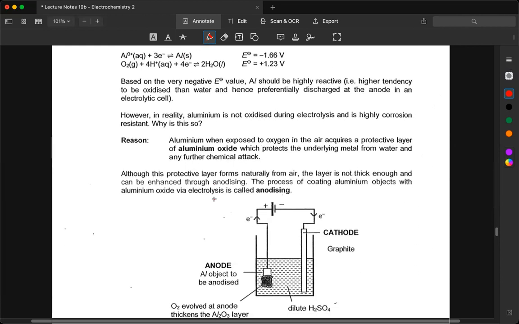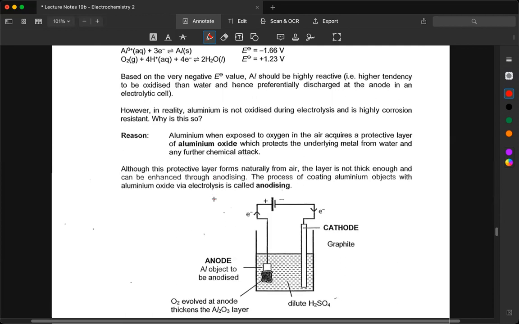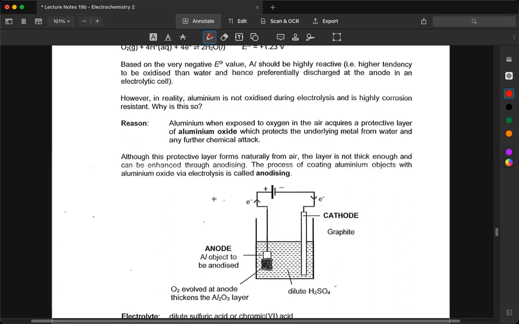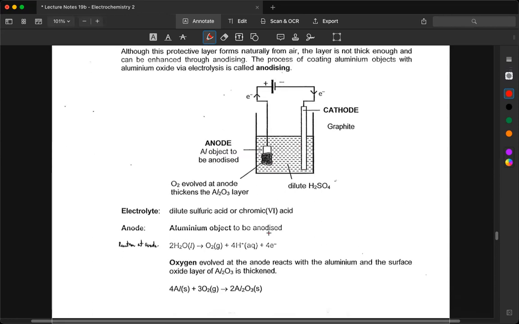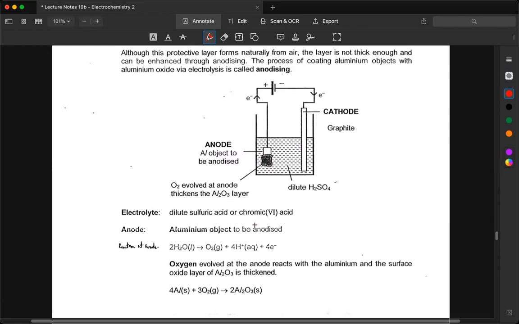Although this protective layer forms naturally from air, it is actually not thick enough. If you want to further enhance it, you use anodizing to make the layer thicker, so it will be even more corrosion resistant. The aluminium object to be anodized is the anode, and the cathode is graphite, with sulfuric acid as the electrolyte. Or you can also use chromic acid.